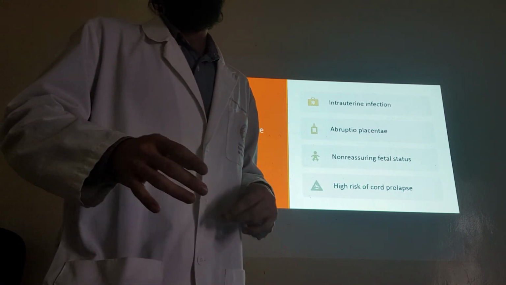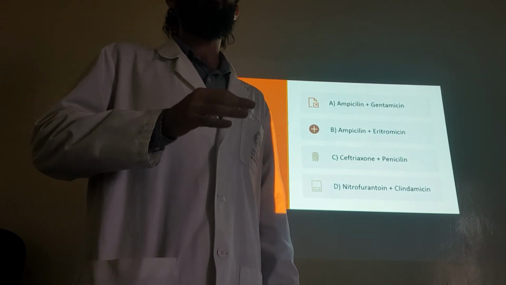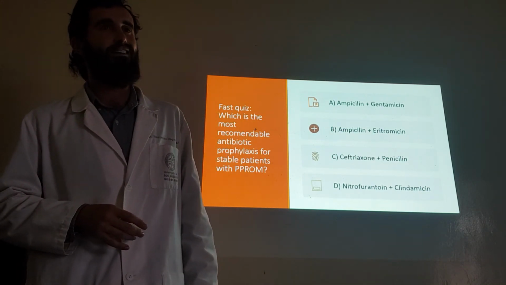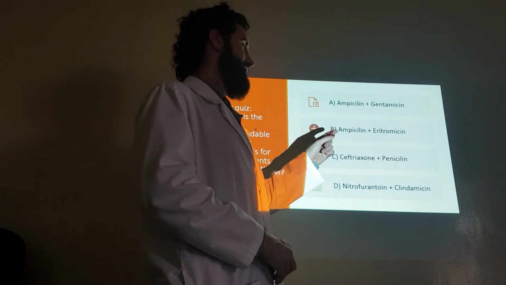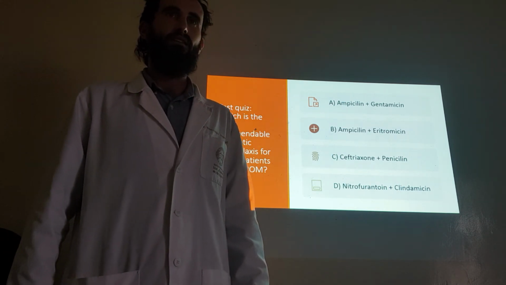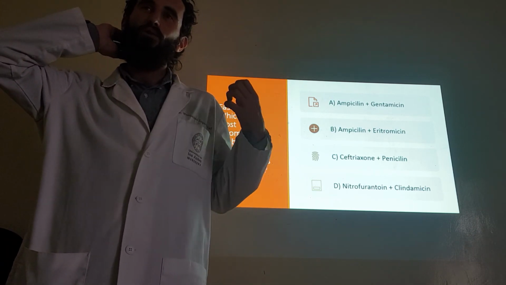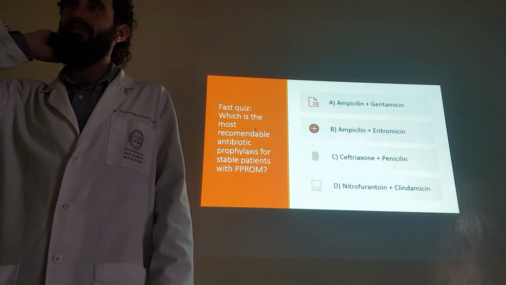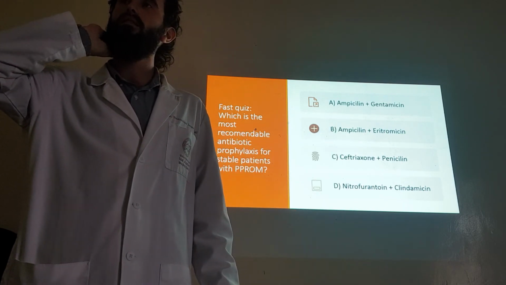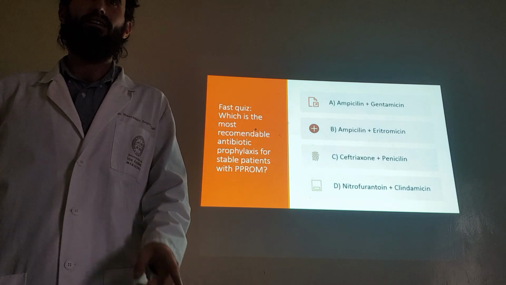Okay? Perfect. So another fast quiz. Which is the most recommendable antibiotic prophylaxis for a stable patient with PPROM? Ampicillin and gentamicin, ampicillin and erythromycin, ceftriaxone, penicillin, nitrofurantoin, or clindamycin. What do you think about it? I hope it is ampicillin and erythromycin. B? You say B? So I go with B. All agree?